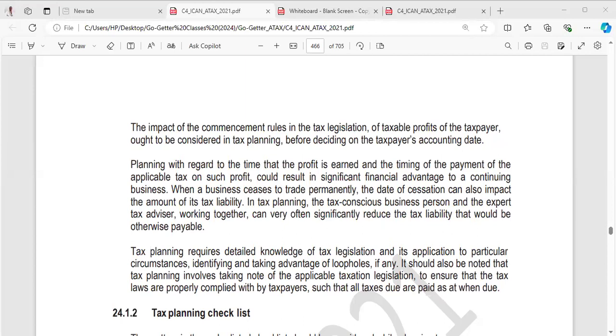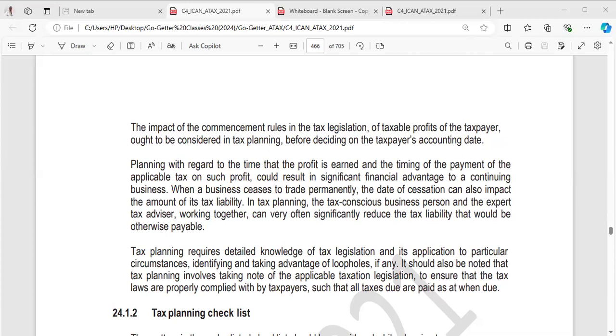So tax planning requires detailed knowledge of tax legislation and its application to peculiar or particular circumstances so that you take advantage of the loopholes that are in the law. That is why you see most multinationals have detailed knowledge of tax legislation and they are ready to pay high on consultancy so that they can take advantage of these loopholes and reduce their tax very significantly.